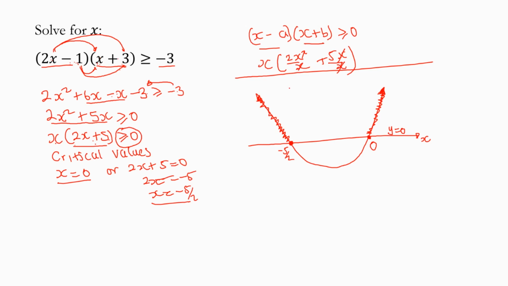Now, to the left of this critical point, x is less than or equal to -5 over 2. And then to the right of this critical point, that's where the graph is above the x-axis, and x is greater than or equal to 0. So that's the solution here. We're saying the solution is x less than or equal to -5 over 2, or x greater than or equal to 0. Okay, we're going to meet when we do question 114.